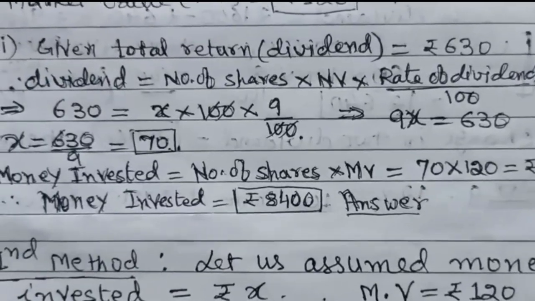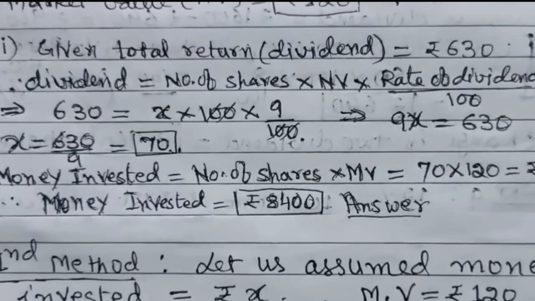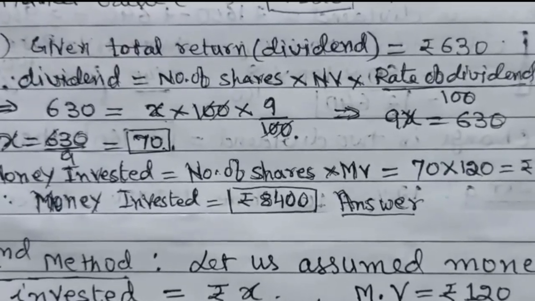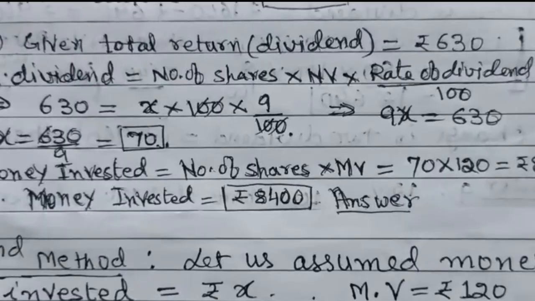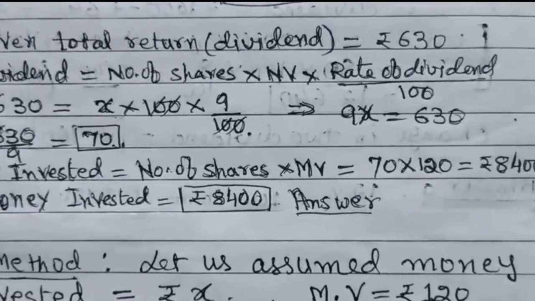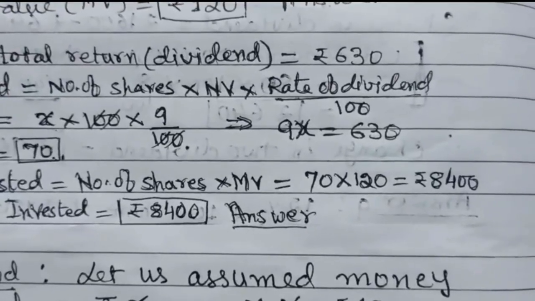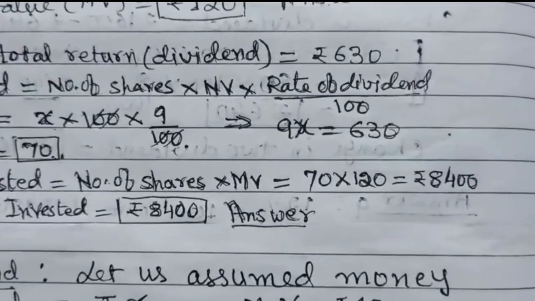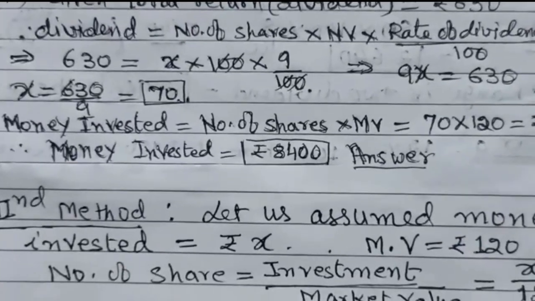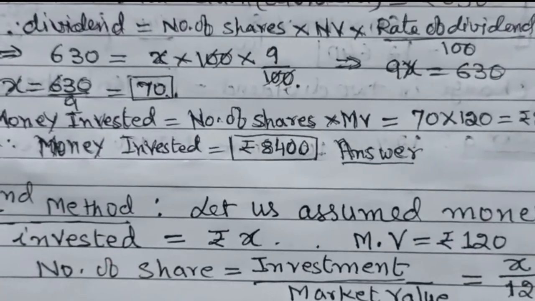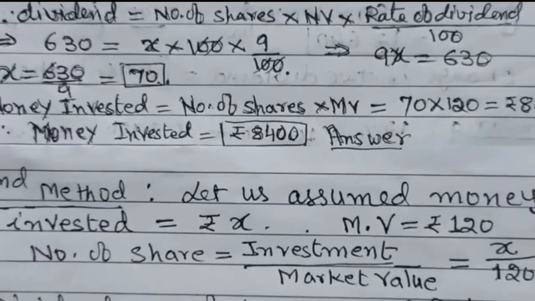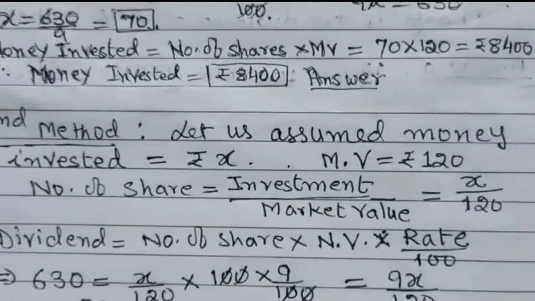Now we have to find out the money invested. Money invested is equal to number of shares into market value, that is 70 into 120, which is equal to rupees 8,400. So the answer to the second part, money invested, is rupees 8,400.